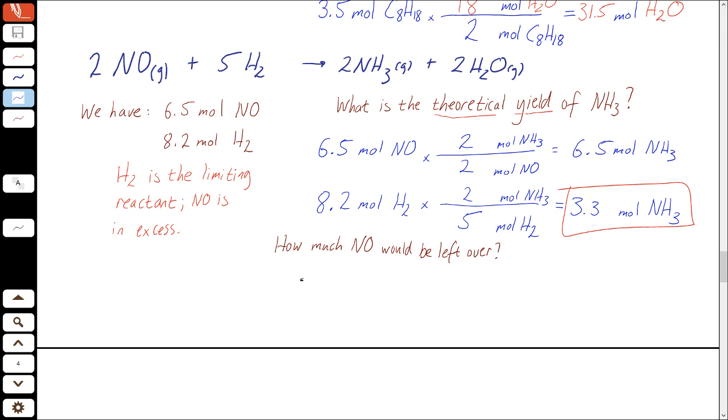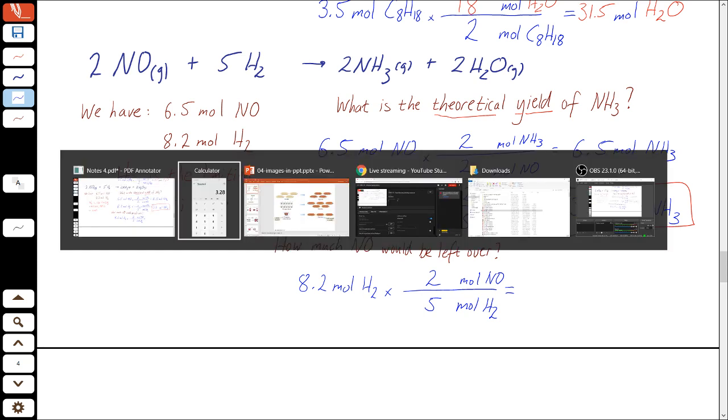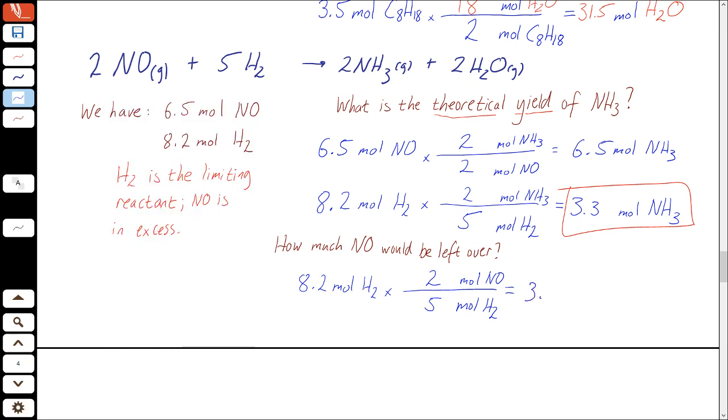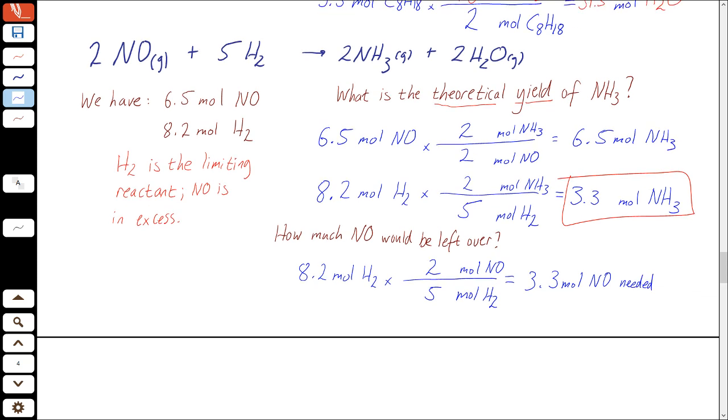So we know that our hydrogen is limiting, so we're going to start with that. And then this time we're going to figure out how much NO do we need for that particular quantity of hydrogen. So 8.2 times 2 divided by 5 is 3.28, just like before. So 3.3 moles of NO needed. Since we have 6.5, we just subtract that, and get that there would be 3.2 moles left. Is that what you got?